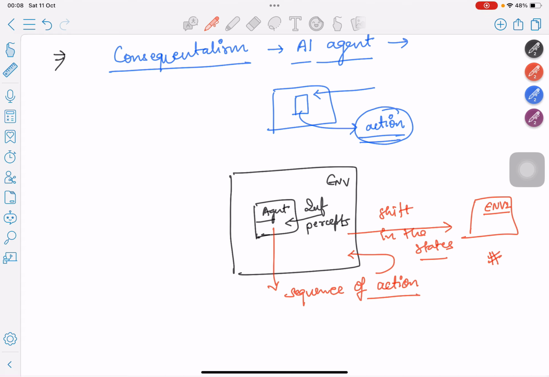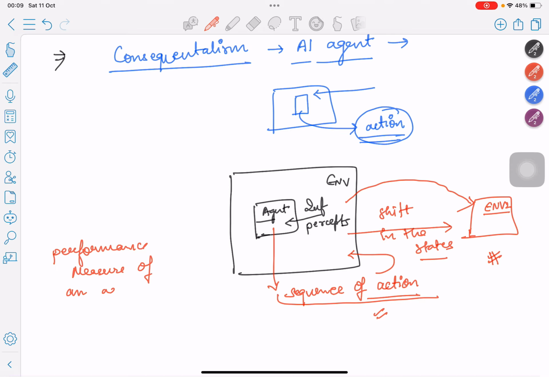So given an environment, the agent does a particular action, and whether this sequence of actions is desirable, whether it is right or wrong, depends upon how the environment has shifted from one state to another. If this is a desirable state, then we say that this sequence of actions is also desirable. That's how consequentialism works, and that's how we define the performance measure of an agent.